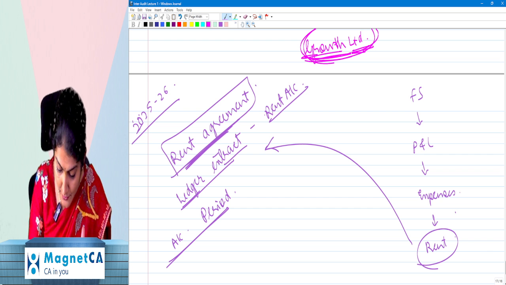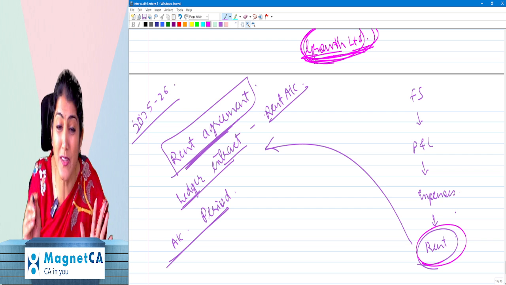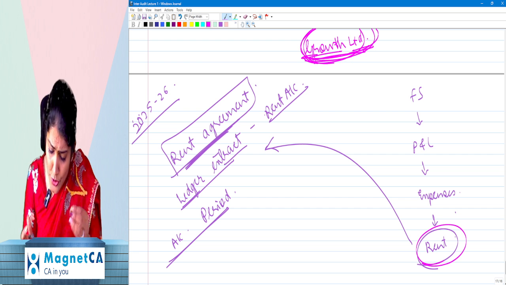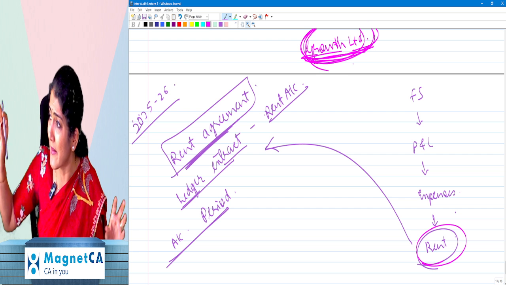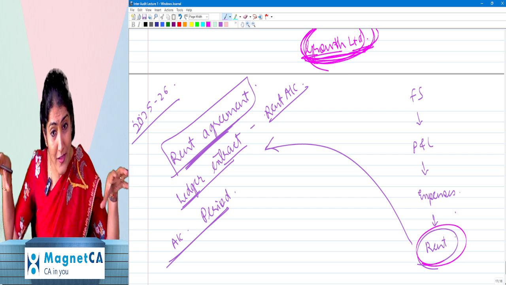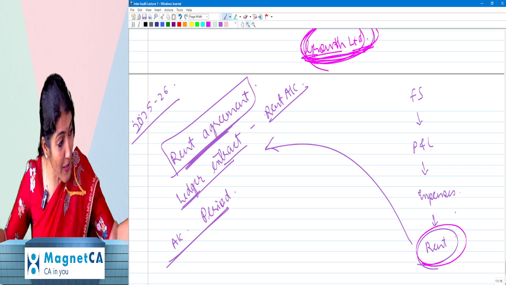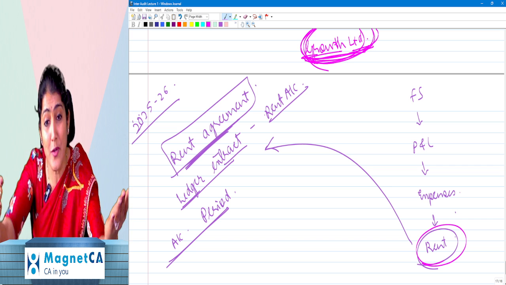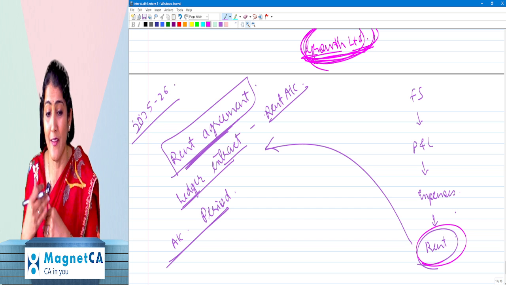Now this rent expenditure which I'm checking of my client Growth Limited, for example, should it be the rent expenditure for premises where the business of Growth Limited is being conducted, which is on rent, or whatever rent expenditure is being recorded in the books of account?